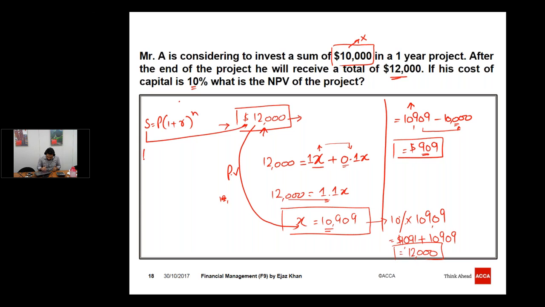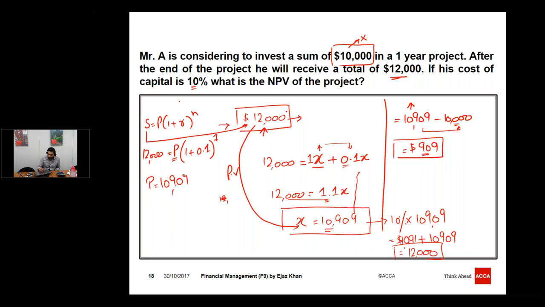The sum S here is 12,000. P is what we need to find out. R is the 10%. And N is 1. So just use this formula and calculate the P. Can I have the value of P using this formula? It's the same, 10,909. So we don't need to use this lengthy approach to calculate 10,909. From now onwards, whenever we will be required to calculate the present value, that is to find the maximum that should be invested, we need to use this formula. So 10,909 is the amount that Mr. A should invest at max.